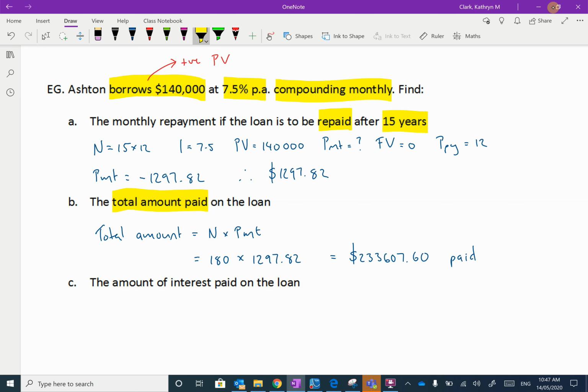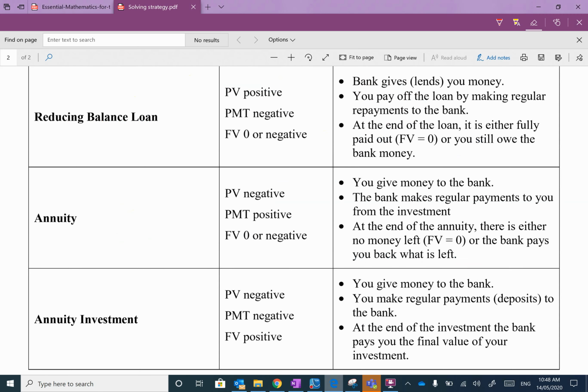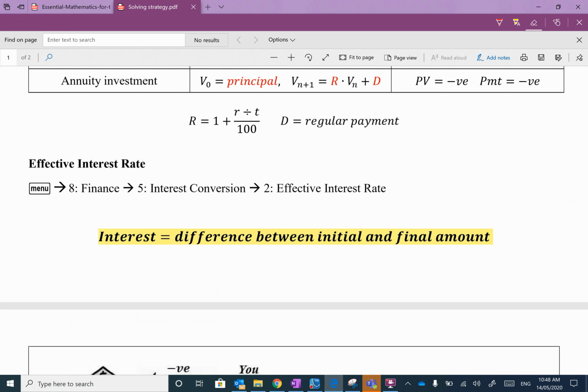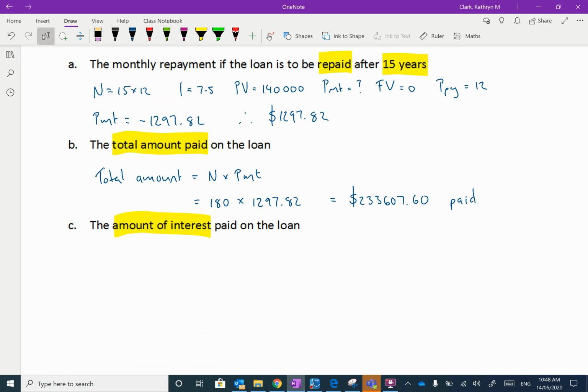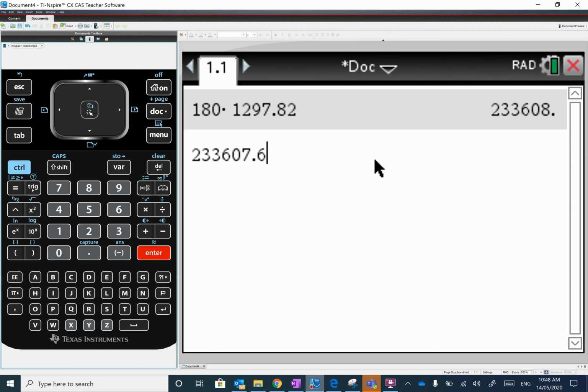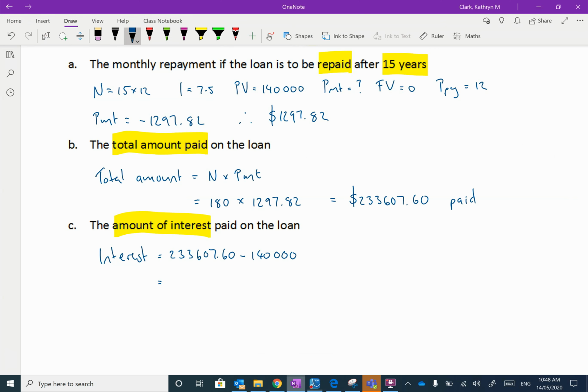So the amount of interest is always the difference between the initial amount and the final amount that you pay. So the final amount that I paid for this, or the final amount that whoever it was in this example paid, was $233,607.60 on a loan that was only $140,000. So interest is our extra amount of money that we've paid. So I've paid an extra $93,607.60.